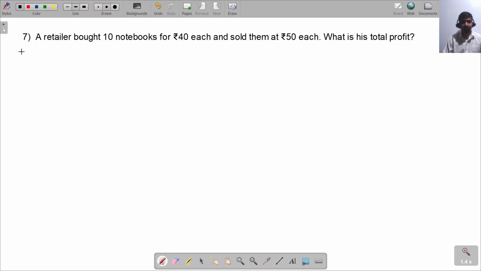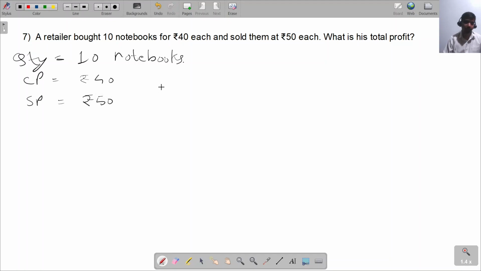ठीक है. So we'll write quantity is 10 books, 10 notebooks, and the cost price of each book is rupees 40. एक notebook का cost is rupees 40. Selling price: he's selling each book for rupees 50. You have to find total profit.